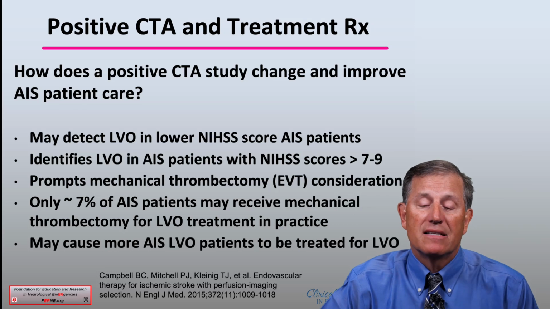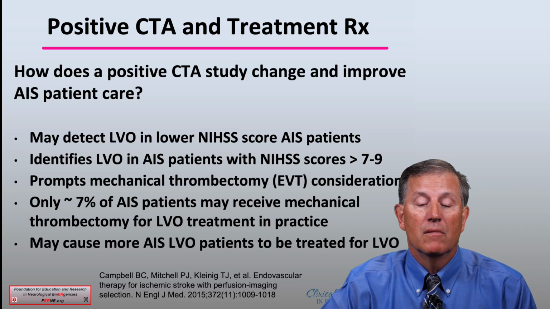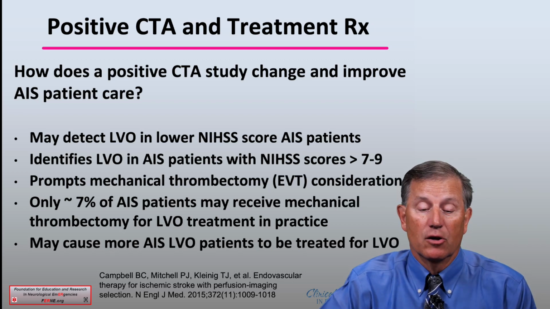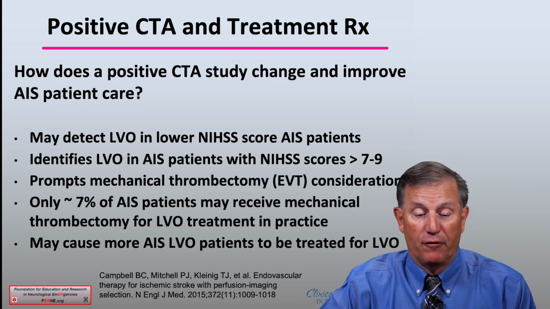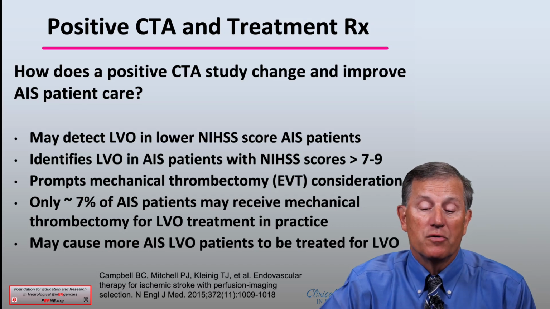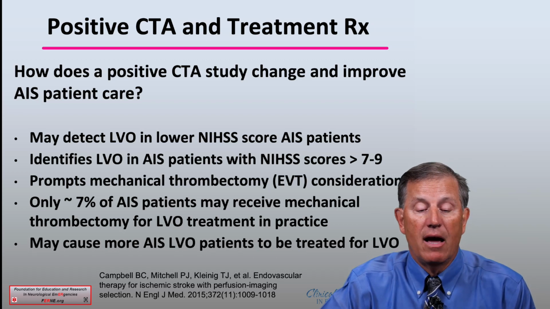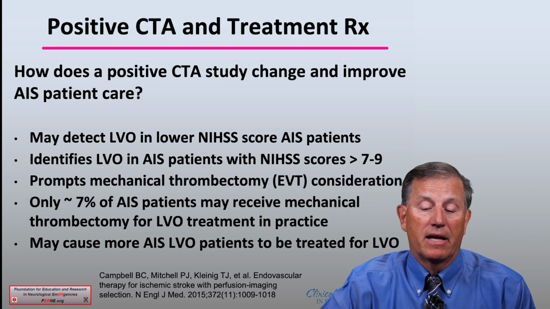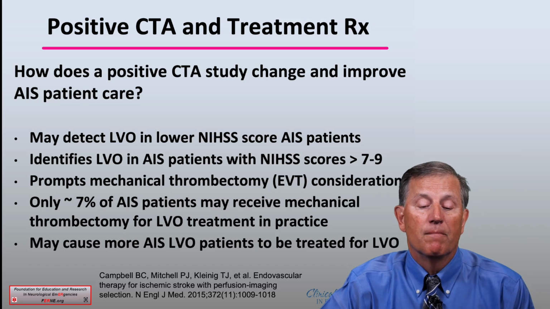So how does a positive CTA study change and improve AIS patient care? Well, if you can do a CTA, it may detect a large vessel occlusion in lower NIH stroke scale score patients who have mild stroke symptoms. And for sure, it will identify LVOs, especially in the more at-risk group that has more severe stroke with an NIH stroke scale greater than 7 to 9. It surely prompts mechanical thrombectomy and other EVT therapies to be considered.